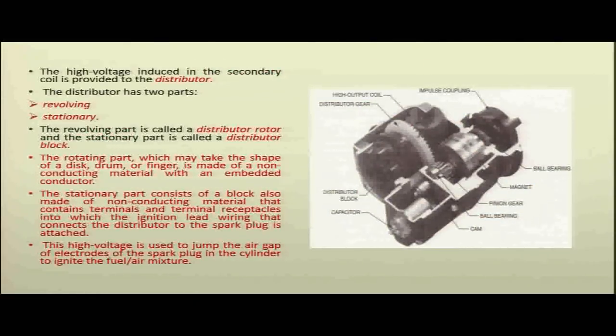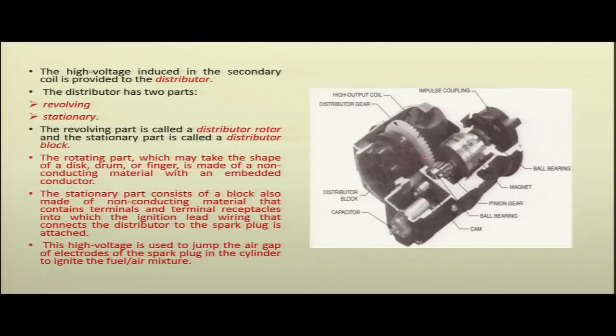In the figure you can see this is your distributor. You have a distributor rotor here and a distributor block. The high voltage induced in the secondary coil is provided to the distributor. The distributor has two parts, a revolving part and a stationary part. This is your revolving part, which is called a distributor rotor or a distributor gear. This is your stationary part, which is termed the distributor block.